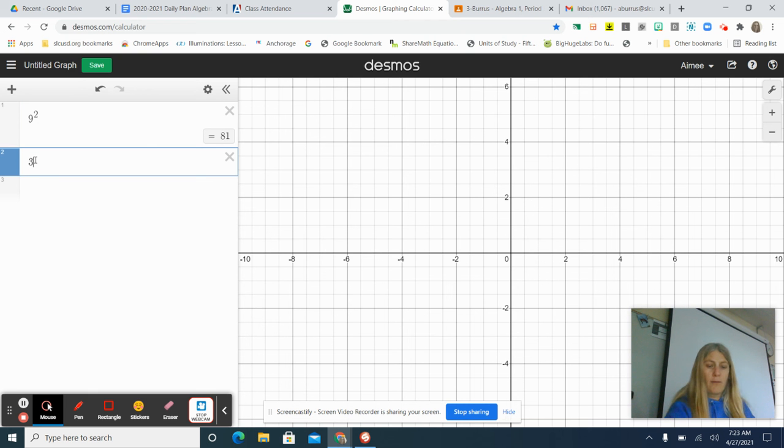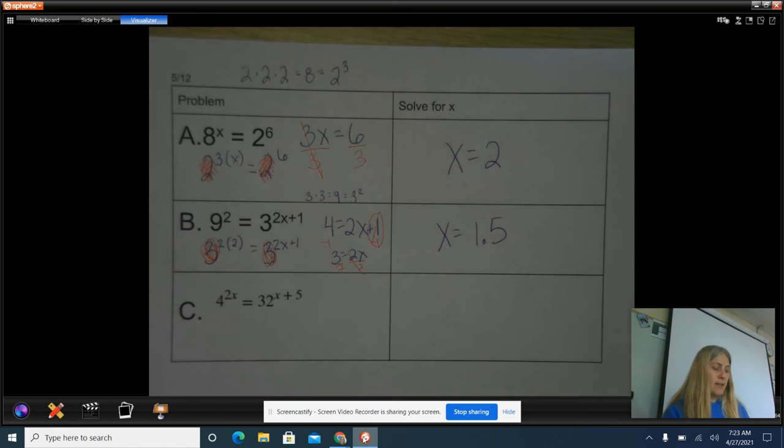And then we have 3 to the power, and we put these in parentheses so it stays up there. Parentheses, 2 times 1.5, which is our x value, plus 1. And then we close those parentheses. Once again, we're simply replacing our x for 1.5. And as you can see, we have 2 equal answers. And so we know that we are correct. Okay, let's take a look at this last one.